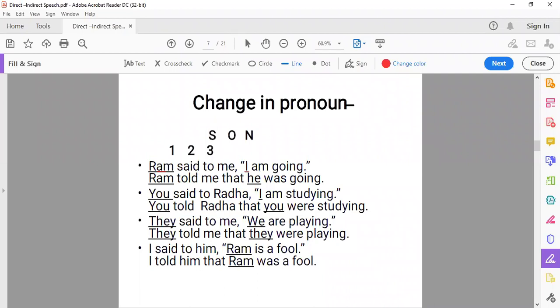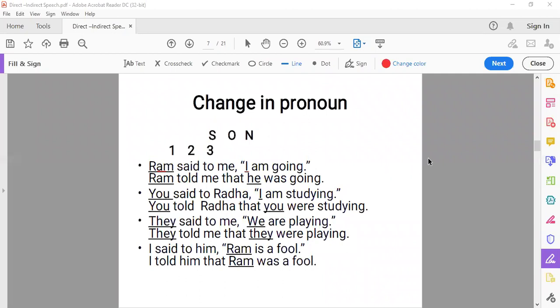Anyone having any doubt for the change of persons, you can raise your hand. I'll unmute if anyone is having any doubt for that. No? Should I go forward? It means no doubt to anyone.